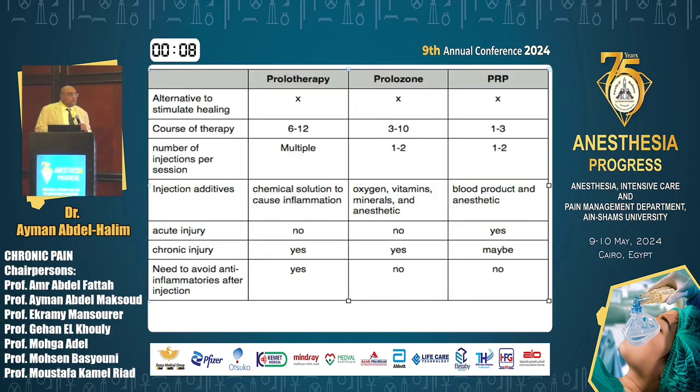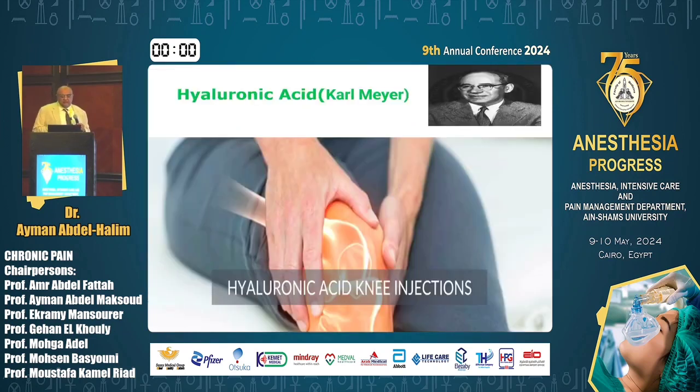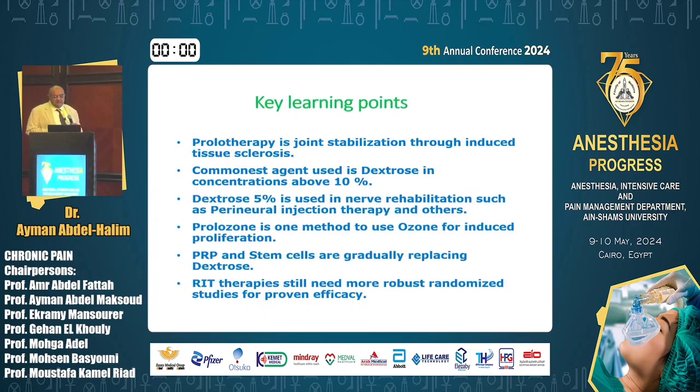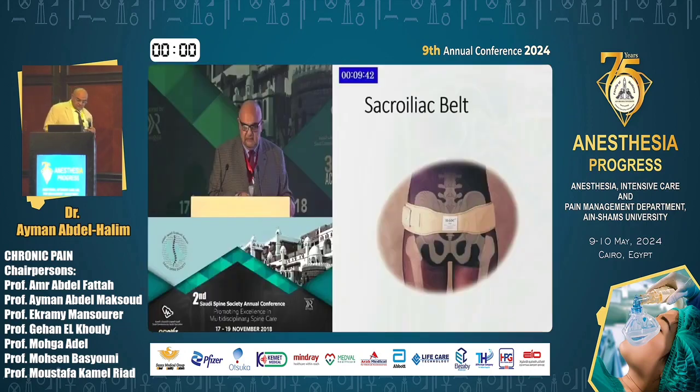And this is basically a comparison between the three types that we talked about today, the prolotherapy and PRP. Hyaluronic acid is a form of regenerative injection therapy developed by Carl Mayer here. Basically, I want to say that it has an anti-inflammatory effect, chondroprotection, and proteoglycan synthesis. We found that the higher molecular weight has been reported to work more superior than others. References, key learning points. Thank you so much.